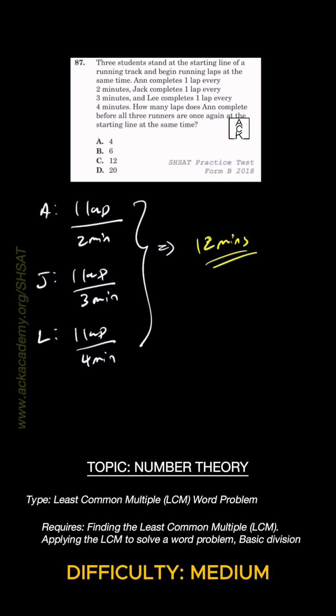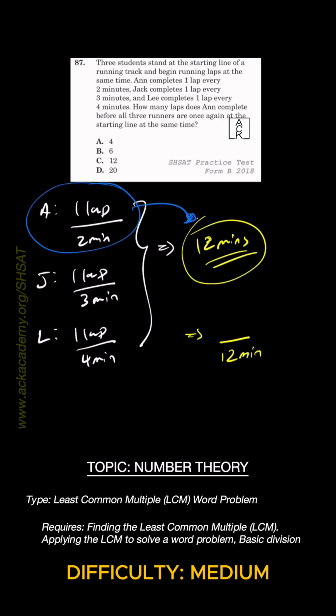Okay. But it's asking how many laps Anne completes before all the runners once again meet at the starting line at the same time. How many laps does Anne complete at this point? In order to do that, we need to update this so that it's 12 minutes at the denominator. So if it's 12 minutes there, that means Anne has run 6 laps.